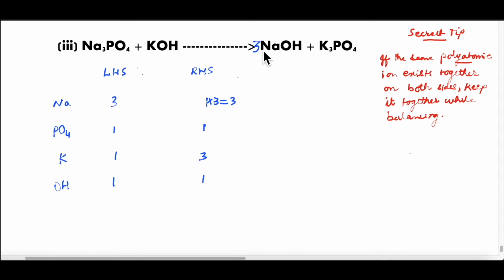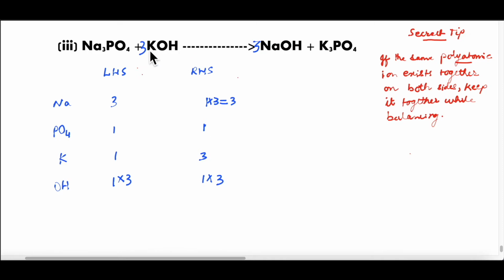Now the basic step, whenever we make any changes on any of the sides, we have to recheck both the sides. So we have 3 sodium atom on the reactant side and 3 sodium atom on the product side. So sodium is balanced. But now the hydroxide ion has got changed. It has become 3 on the product side. So in order to balance it, we need to multiply this hydroxide ion by 3. So when we multiply this hydroxide ion by 3 on the reactant side, it will be 3 KOH.